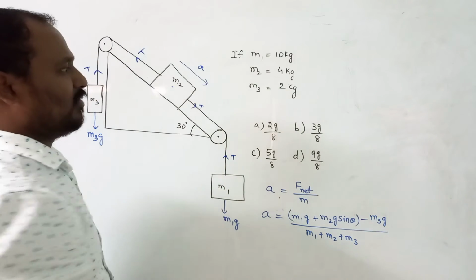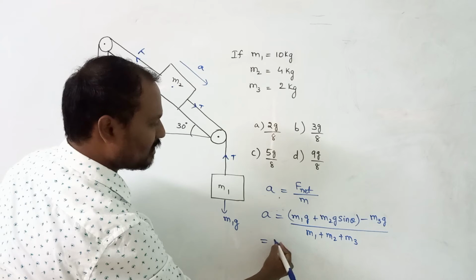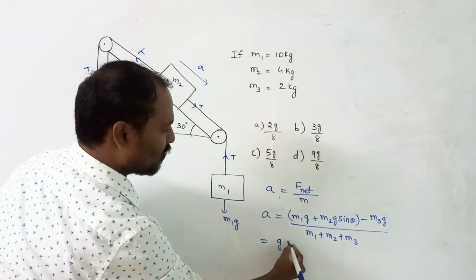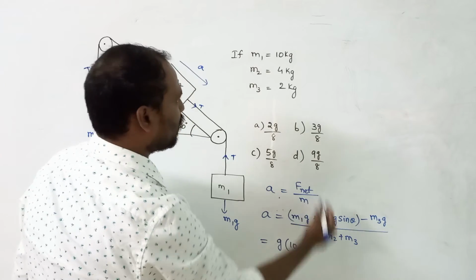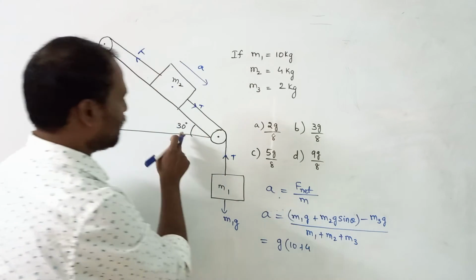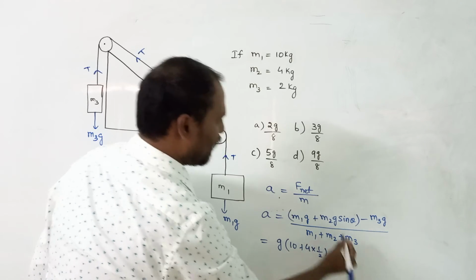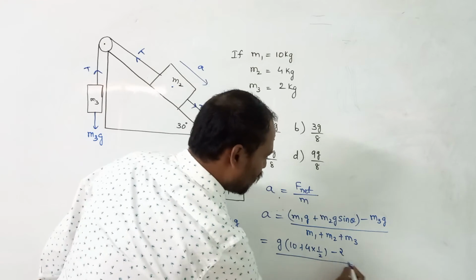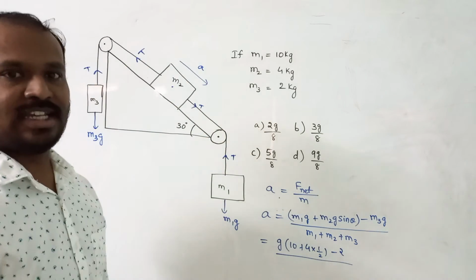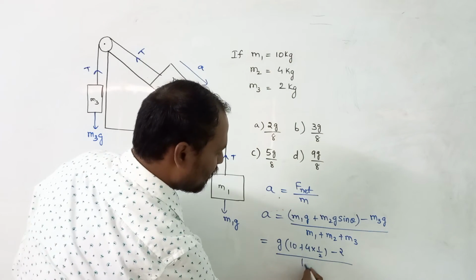The values are given, so substitute them here. G is common, so take G common. M1 is 10, plus M2 is 4, and here the inclination is sine 30, which is 1 by 2, and M3 we got as 2. In the numerator, we have taken G as common. Here the total mass in the denominator is 16.